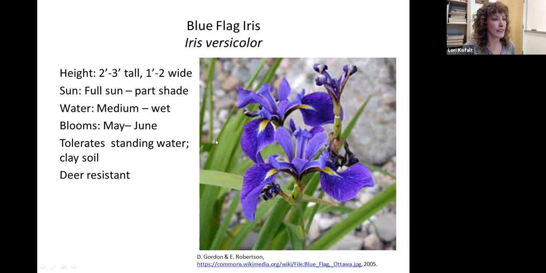One of those is blue flag iris. It's a native iris. So a lot of people, myself included, have Siberian irises in their yard, but there is a really nice alternative that likes standing water, likes clay soil, and is deer resistant.